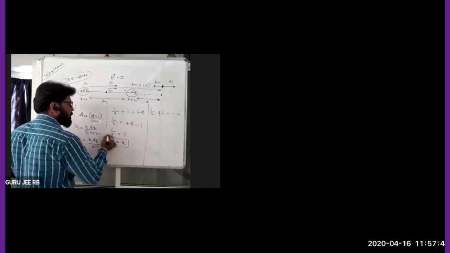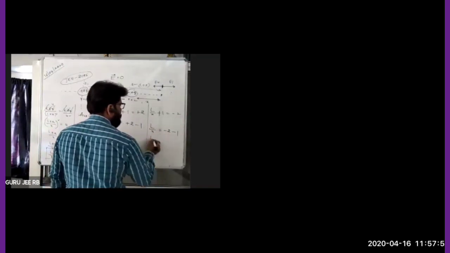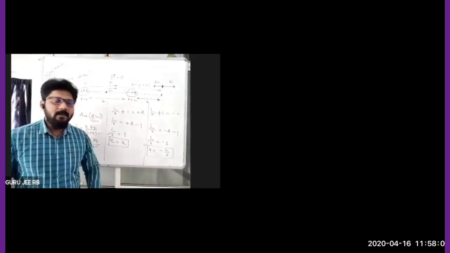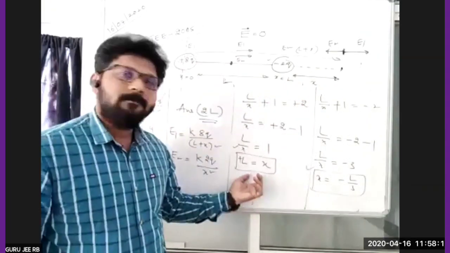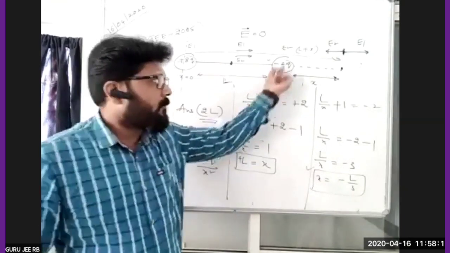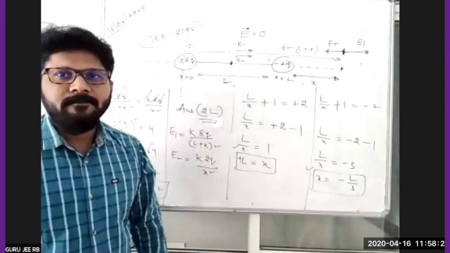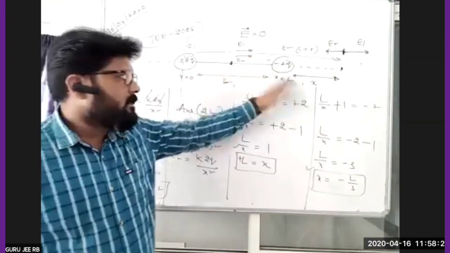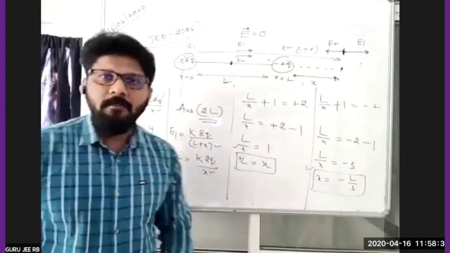So L is equal to X. One possibility, X will be plus L. Next possibility, L by X is equal to minus 2 minus 1. So L by X is equal to minus 3, or X is equal to minus L by 3. Is it clear? X is equal to minus L by 3. Now outside it is positive, meaning it is going away. Minus means it has to go inside. Inside there is no possibility, as we just showed both fields will be added. Only outside is possible. Like this, conceptually and formula based, it can be solved.